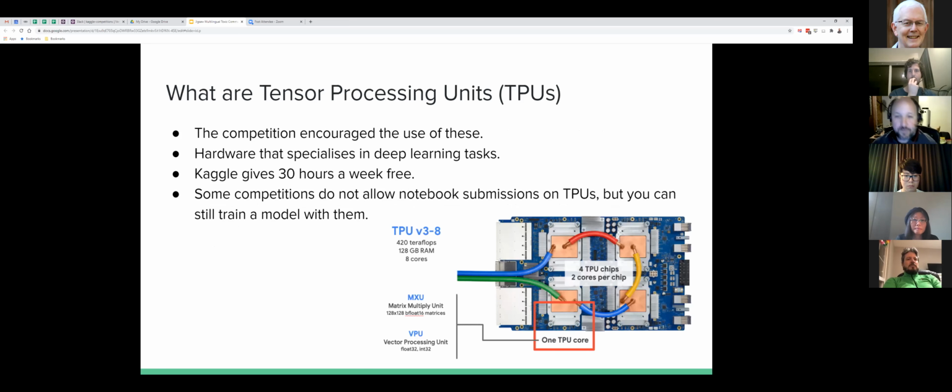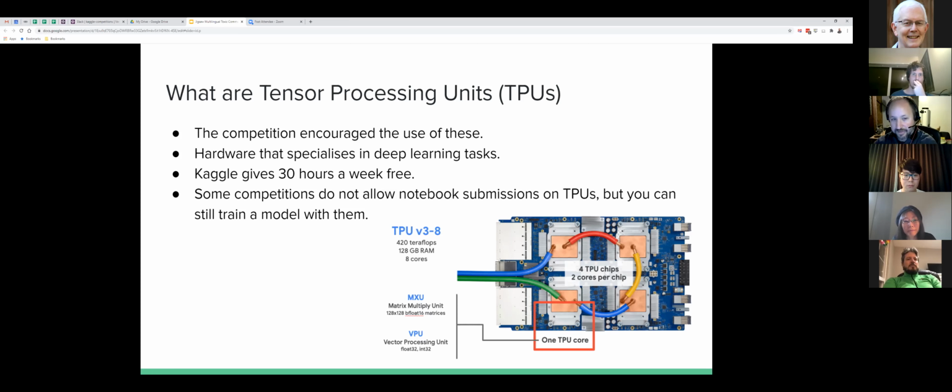Okay, so this is kind of an aside. When you do a Kaggle competition, you're usually relying on two things: a CPU, like on your computer, or a graphics card, a GPU, to do the training. In this competition, you were given the option to use a third piece of hardware called a tensor processing unit. And the competition encouraged the use of these. Essentially, without going into a lot of detail, these are just a specialized piece of hardware that is really good for deep learning tasks.